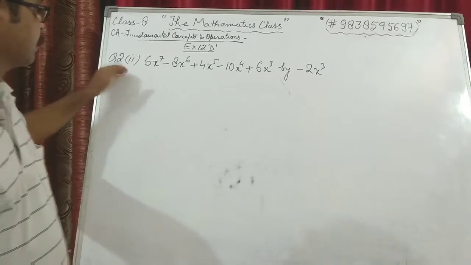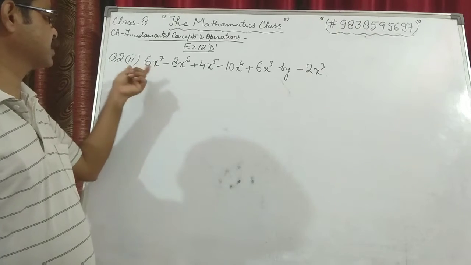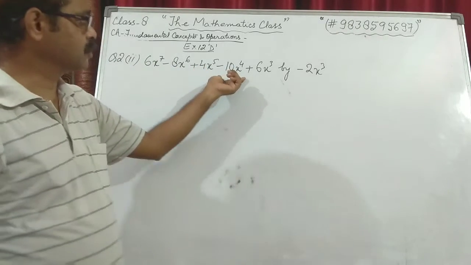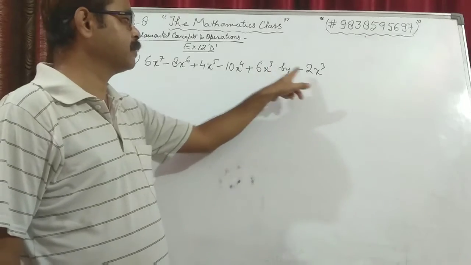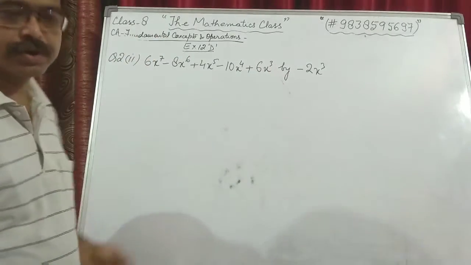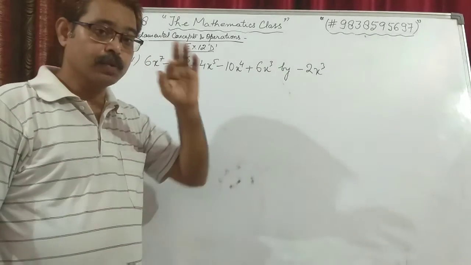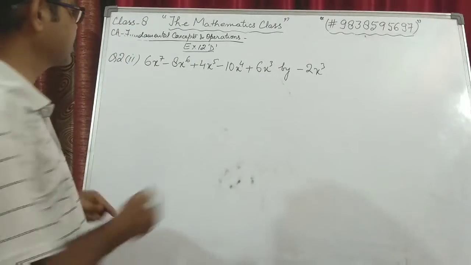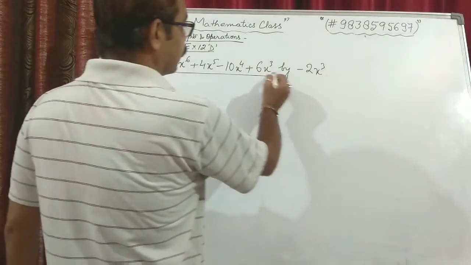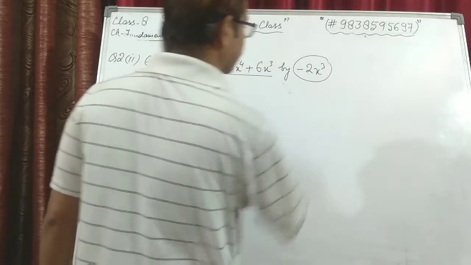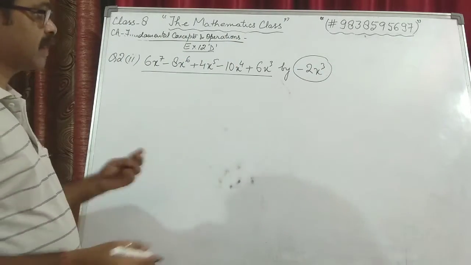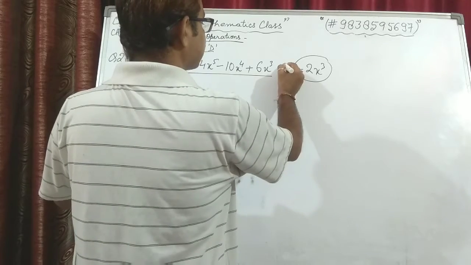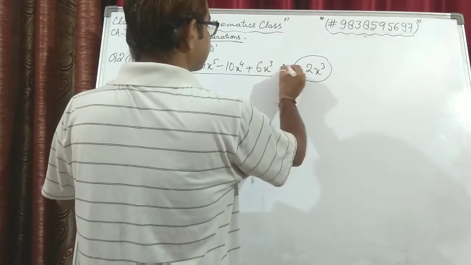Now I have taken question number 2, the second part. It is 6x to the power 7 minus 8x to the power 6 plus 4x to the power 5 minus 10x to the power 4 plus 6x cube, and that is to be divided by minus 2x cube. In the first question a monomial was divided by a monomial. But in this second question, you can see this is a polynomial divided by a monomial. So we know when a polynomial is divided by a monomial, instead of by, I am writing a division sign.